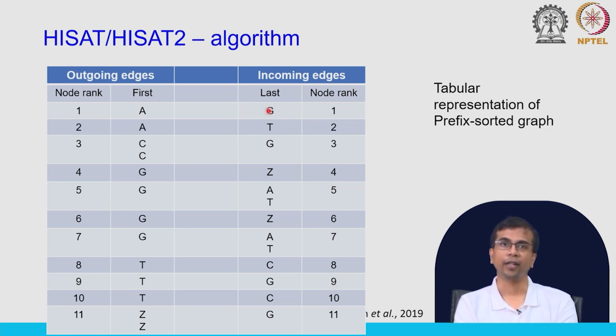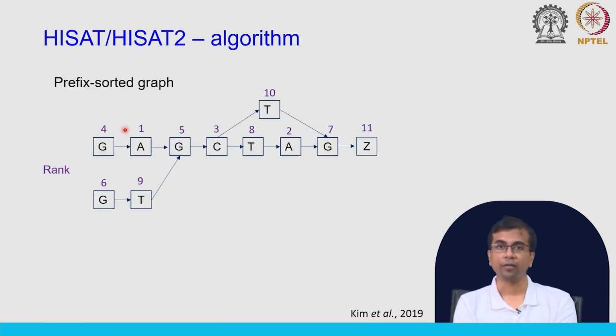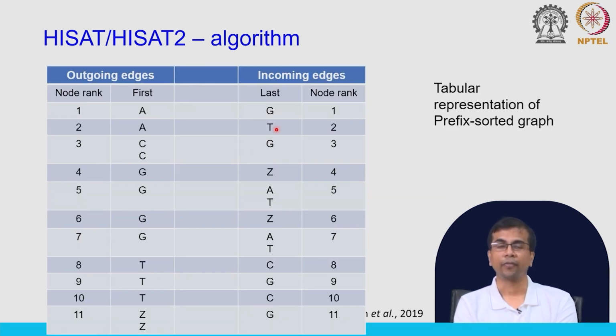So, G would be the node that comes before that. Similarly, for this one, A, what is the last node? That is T. You can see this, right. So, before A you have T. So, that is why you have written T here, okay.